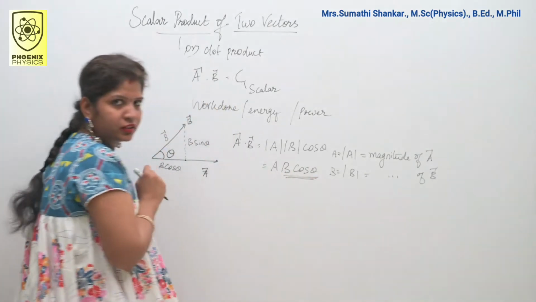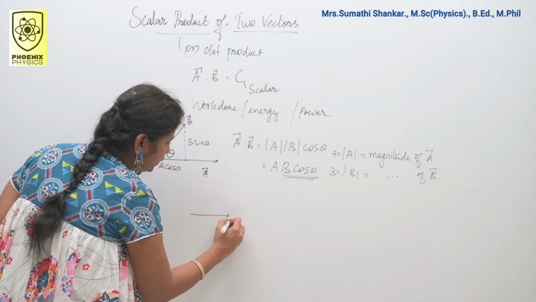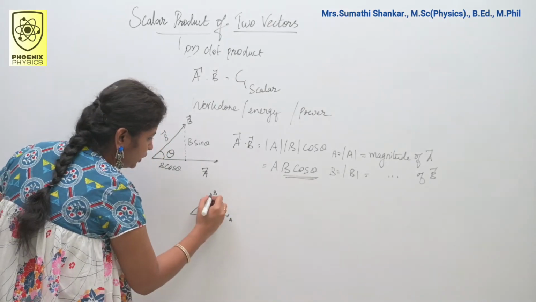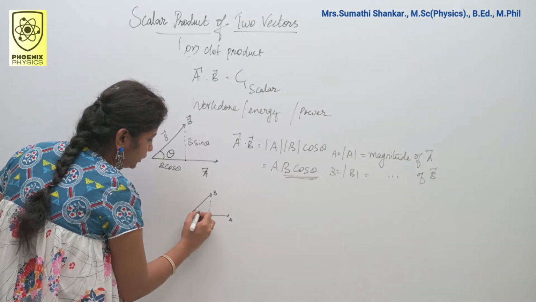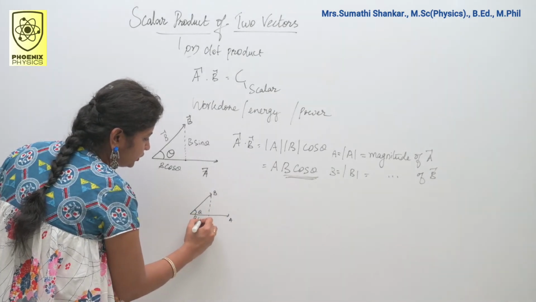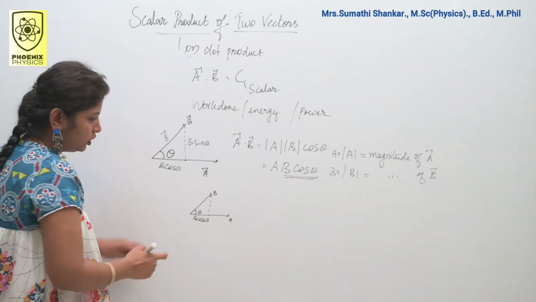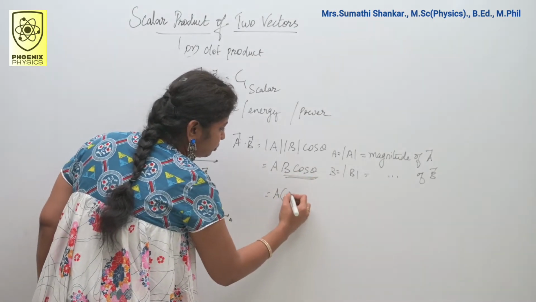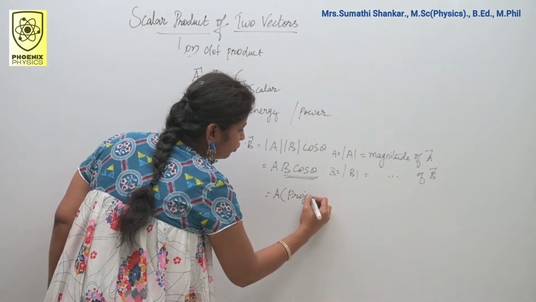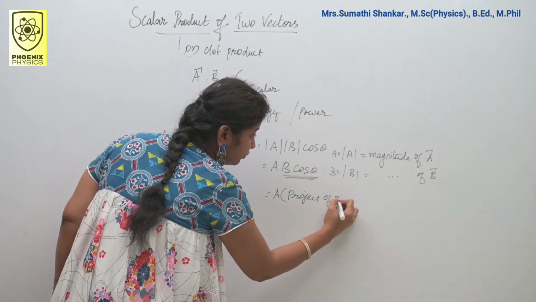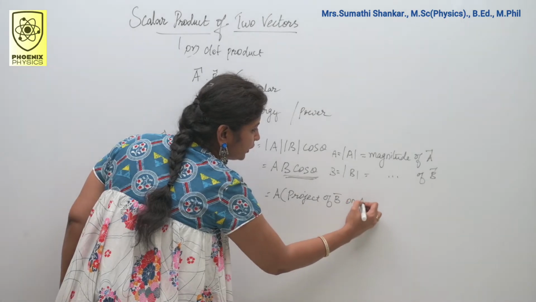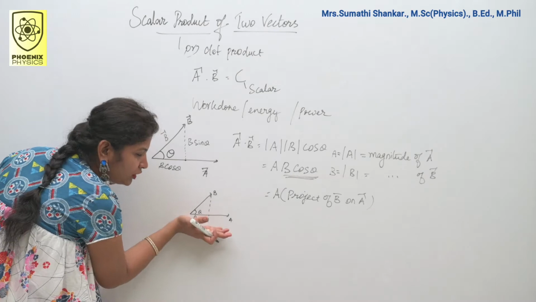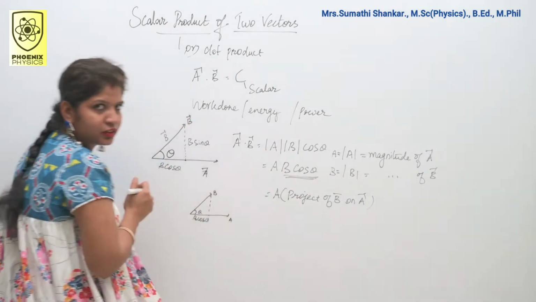What is B cos theta? This is my A vector. This is the B vector. Same diagram only. Draw the perpendicular line and this is theta. You know that this part is B cos theta. So A B cos theta is nothing but the projection of B vector on A vector. The projection of B vector on A vector is B cos theta.